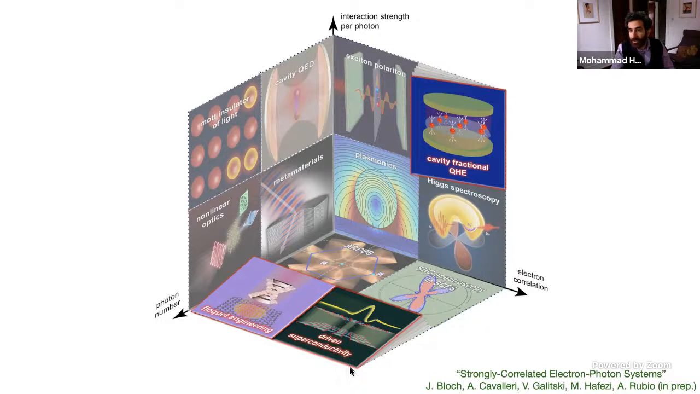Now, can we use this light to do some stronger change in a correlated system? Can we enhance superconductivity? Can we manipulate fractional quantum Hall states, electronic quantum Hall states in a system? Can we put them in a cavity and then come up with new phases of matter and light?